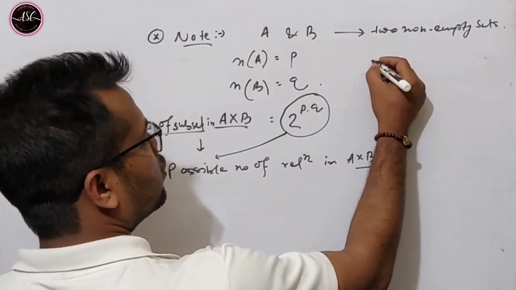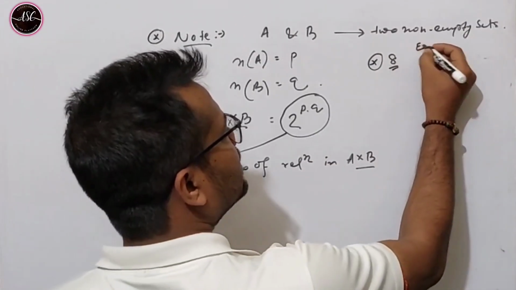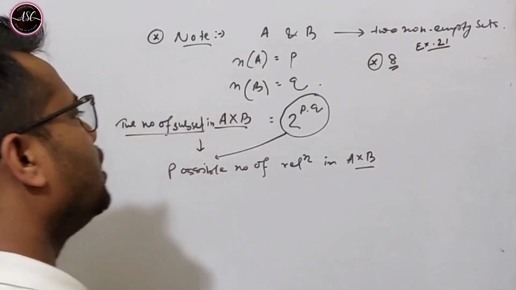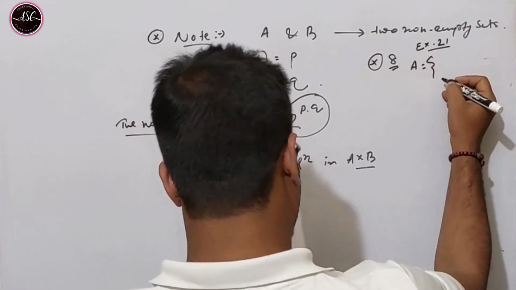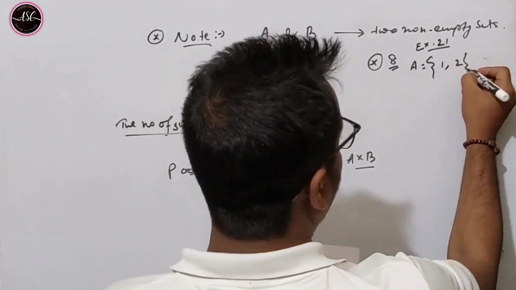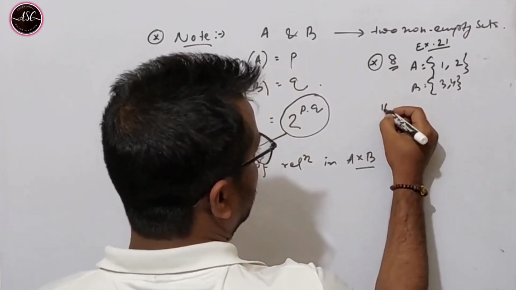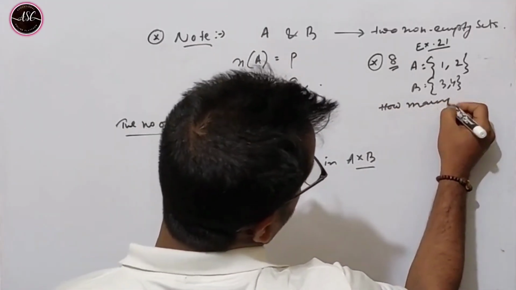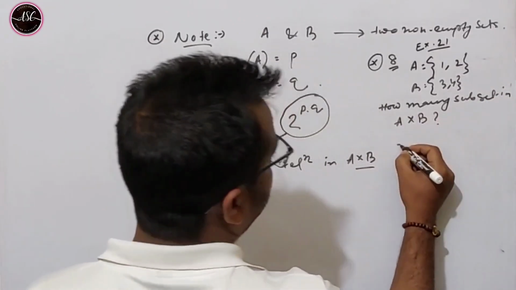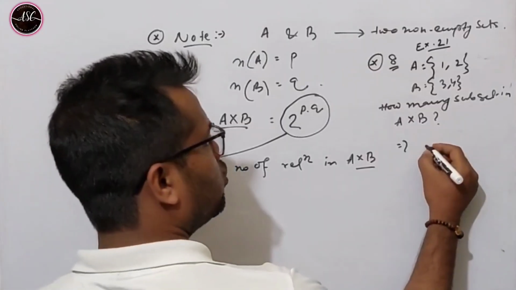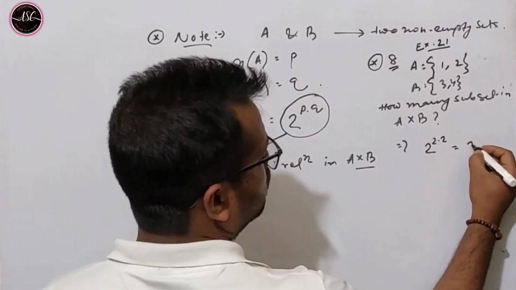Now in the previous lesson we had question number 8 in exercise 2.1, where we have A equal to {1, 2} and B equal to {3, 4}. The question is, how many subsets are in A cross B? The answer will be 2 to the power, here A has 2 elements and B has 2 elements, so 2 times 2, equal to 2 to the power 4.